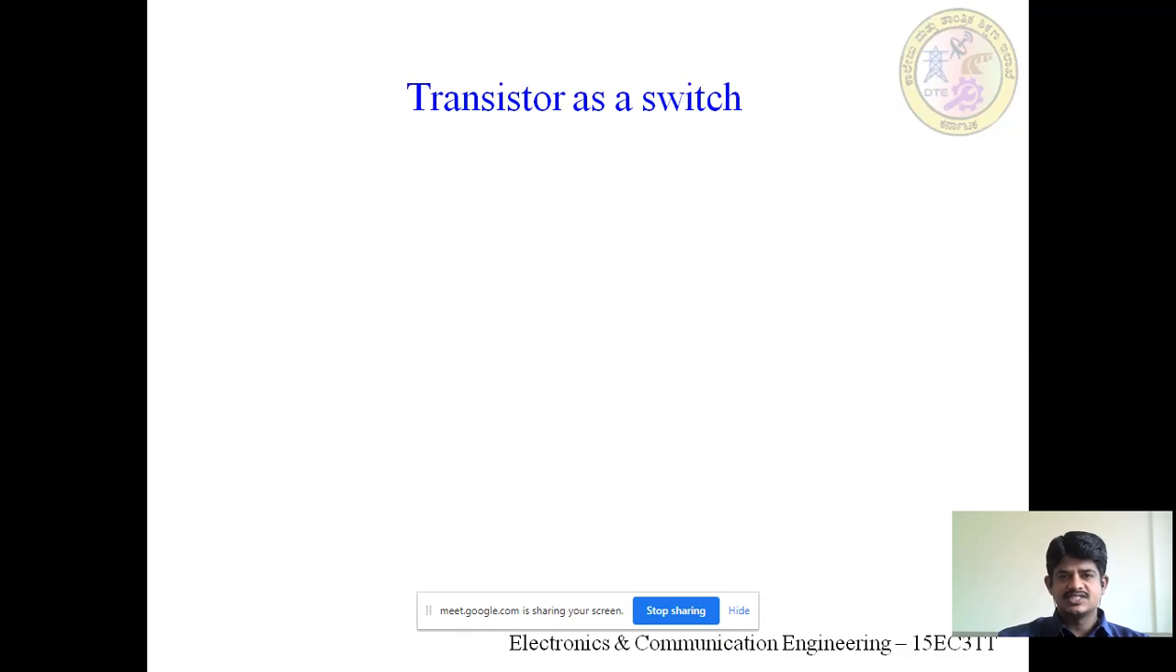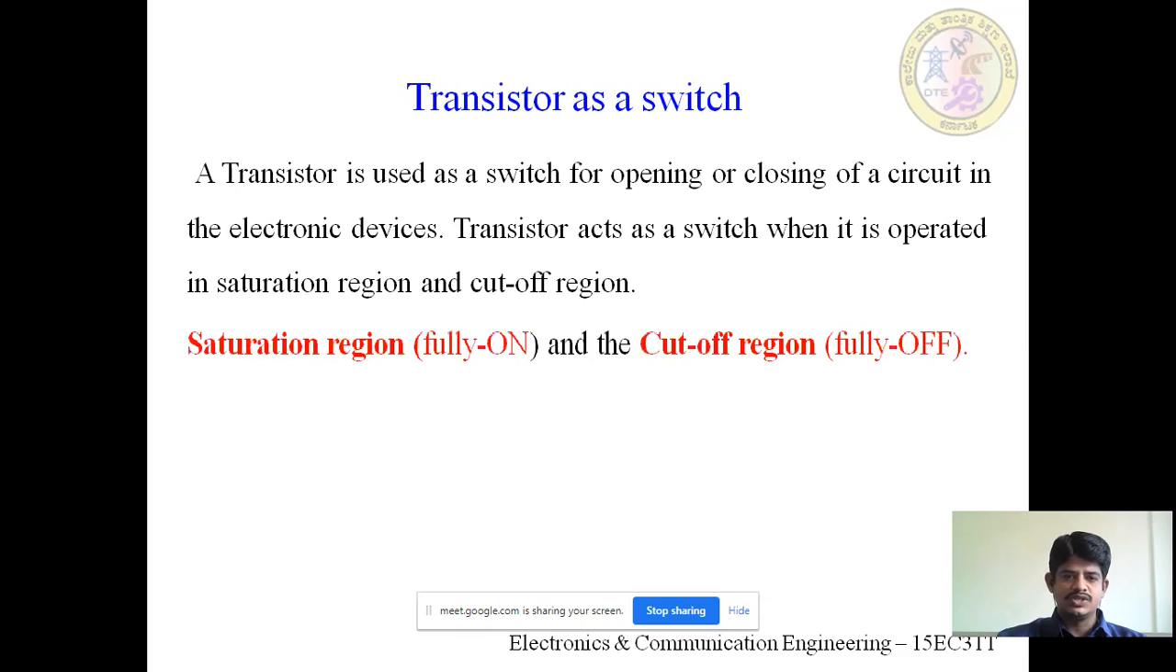Whenever I operate the transistor in the cutoff mode, it acts as an open switch. Whenever I use it in the saturation mode, it acts as a closed switch. So this is a simple one. A transistor is used as a switch for opening or closing a circuit in an electronic device. Saturation means a fully on condition. Cutoff means a fully off condition.